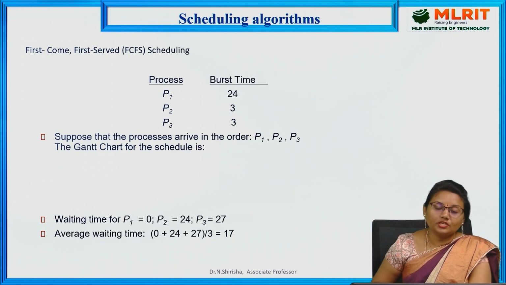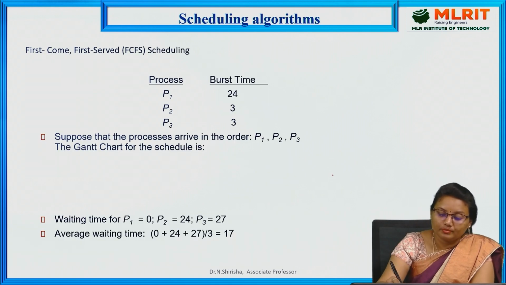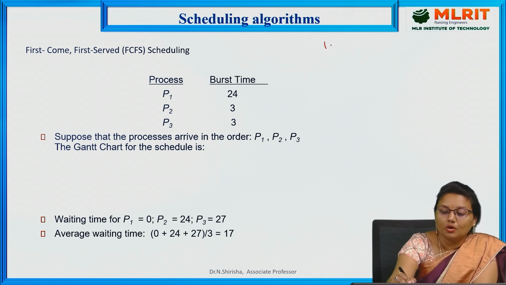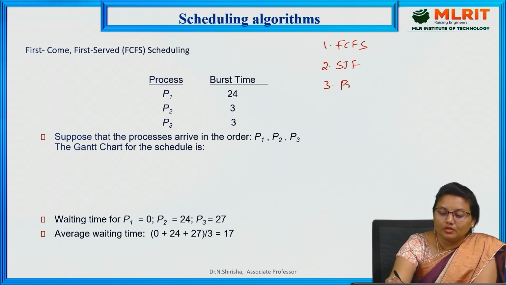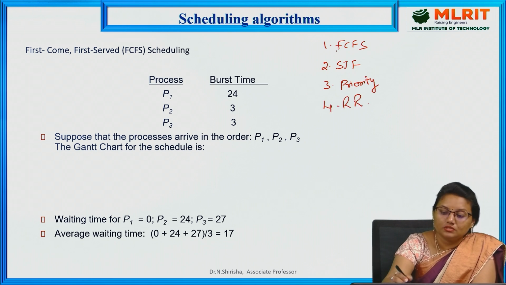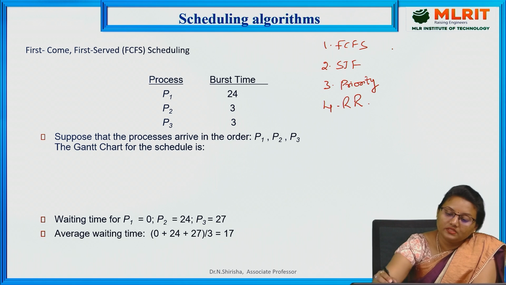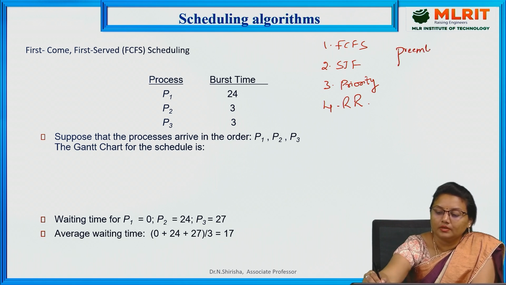Coming to process scheduling algorithms, we have 4 different process scheduling algorithms. One is FCFS, the second one is SJF, the third one is priority, and the fourth one is round robin. When you consider these algorithms, we are dividing these into 2 types: one is preemptive and the other one is non-preemptive.